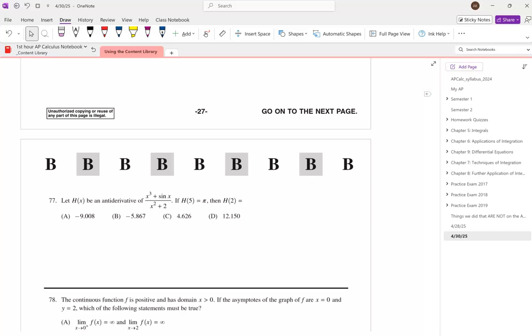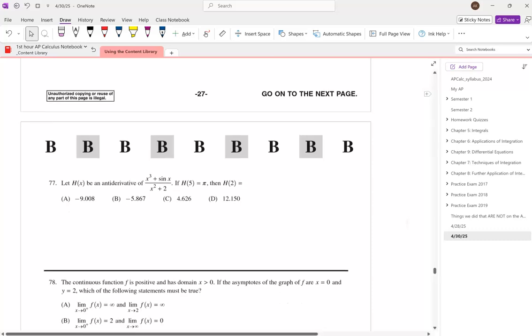Okay. It says let h of x be the antiderivative of this expression. If h of 5 is pi, then h of 2 equals what? So this is a very common setup. The way that we want to handle this problem is that these are going to become my bounds of integration.